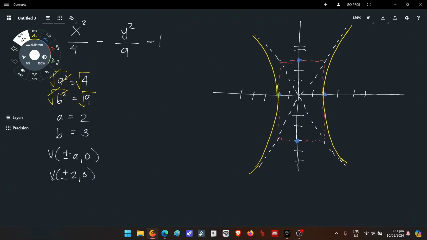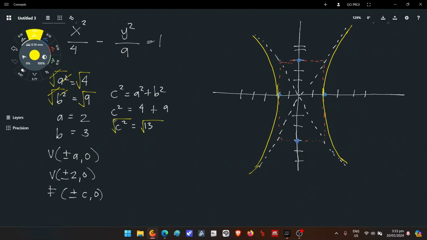Now, it's time to find the foci. The formula is positive, negative c, comma 0. And to find c, it is simply the Pythagorean theorem. So c squared is equal to a squared plus b squared. a squared is 4 plus b squared is 9. 4 plus 9 is 13. And we need to square root both sides. So c is equal to the square root of 13.